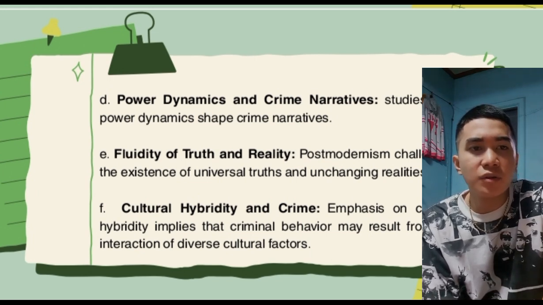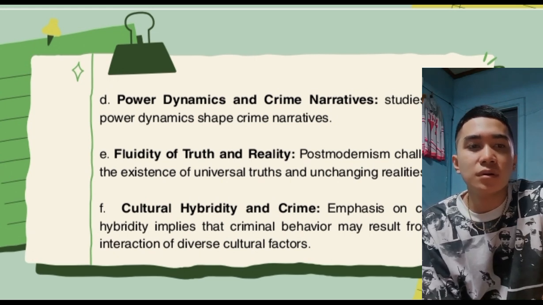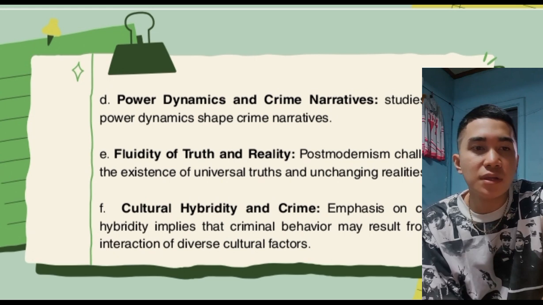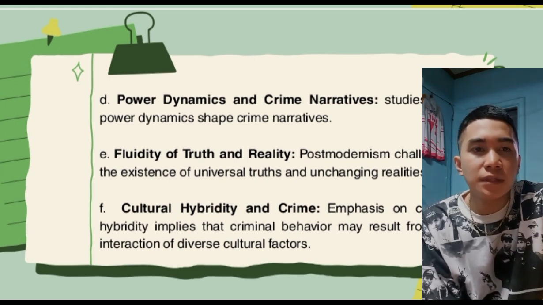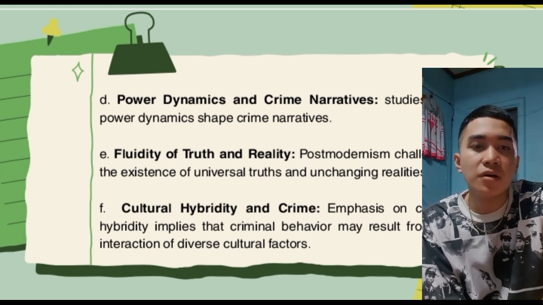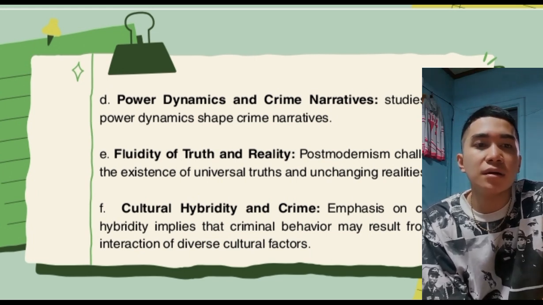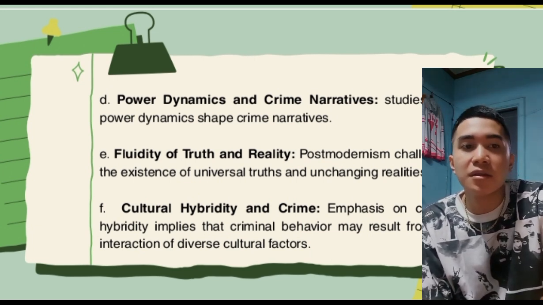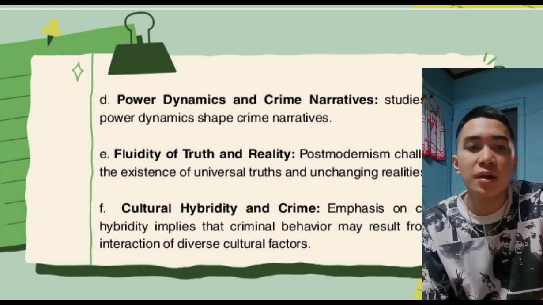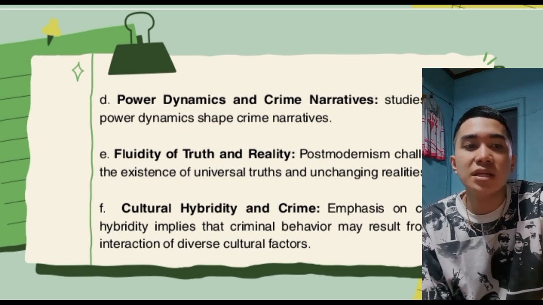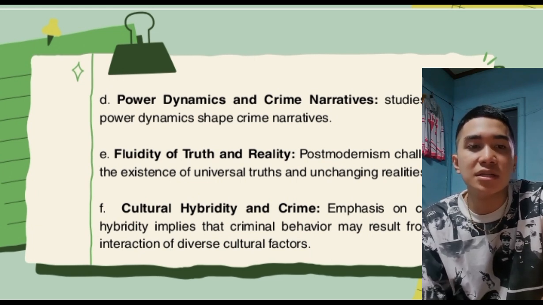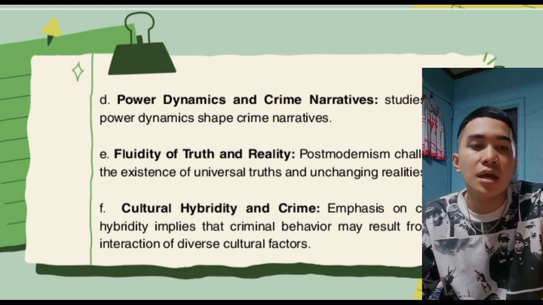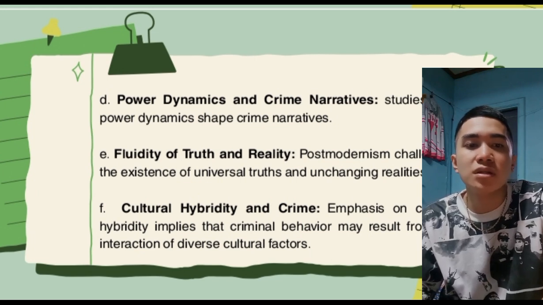And next is fluidity of truth and reality. Postmodernism challenges the existence of universal truth. This focuses on the concept of power dynamics and the fluidity of truth in postmodern thought. It discusses how power relationships shape criminal narratives and influence societal responses to crime. Additionally, it explores the idea that truth and reality are not fixed but are constantly challenged and reconstructed, emphasizing the fluid and subjective nature of knowledge in postmodernism. And that's all.